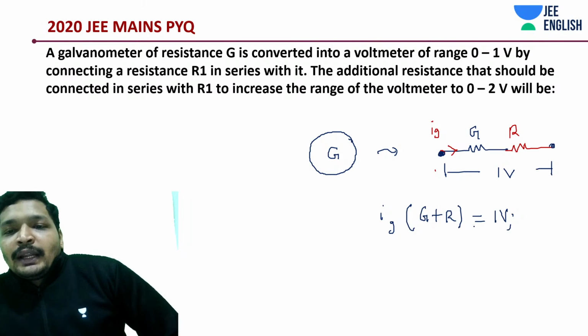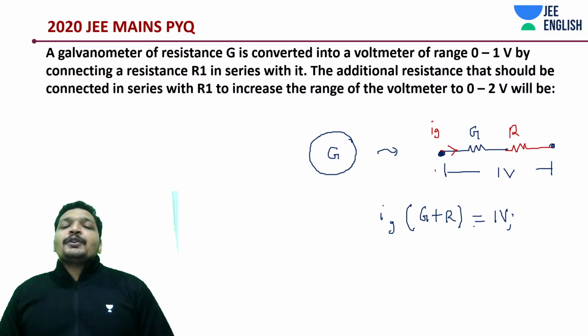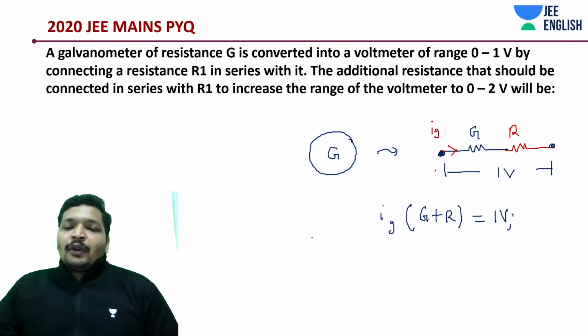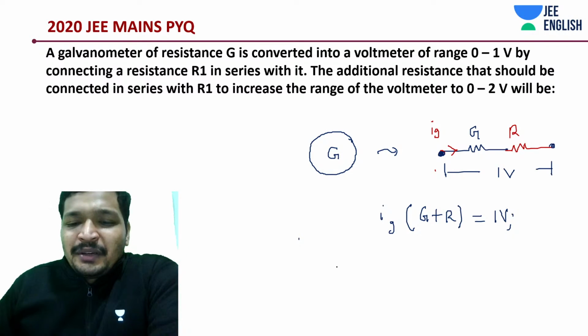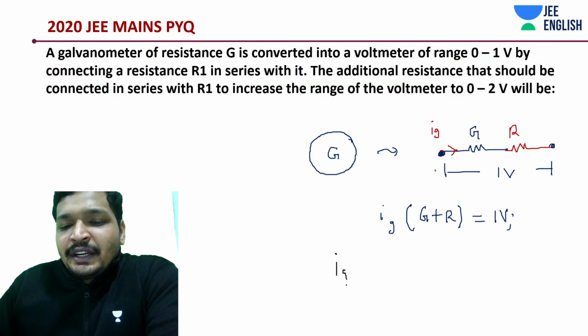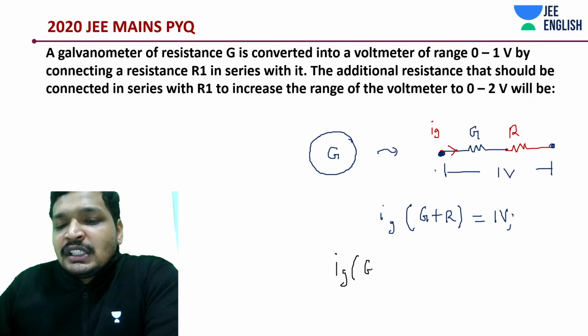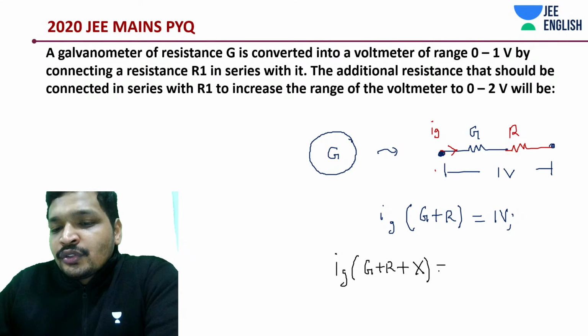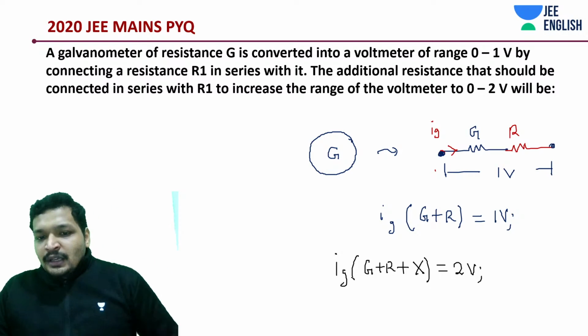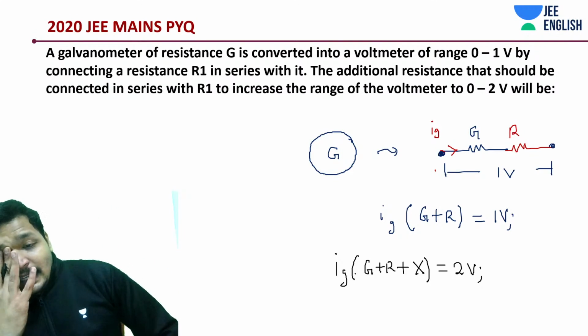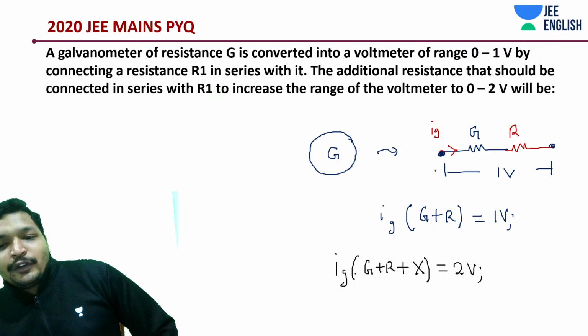Now the next thing is you need to measure up to 2 volts. How do you get the 2 volts? You don't know what is inside this, so you can do it in multiple ways. You write down an equation. Ig into (G plus R) is already existing, and then you add an unknown resistance X, equal to 2 volts. You can substitute the value of Ig, but it's clearly evident what the value of X should be: something like G plus R.